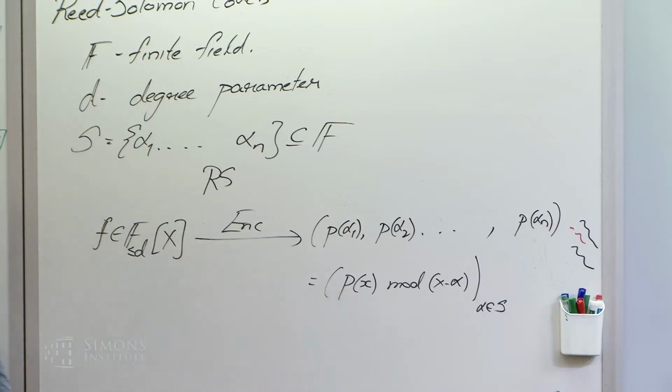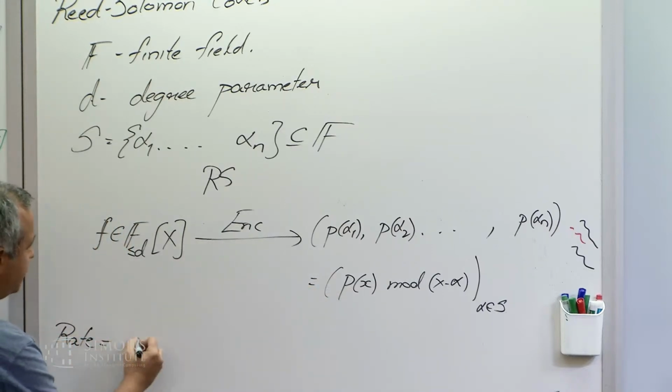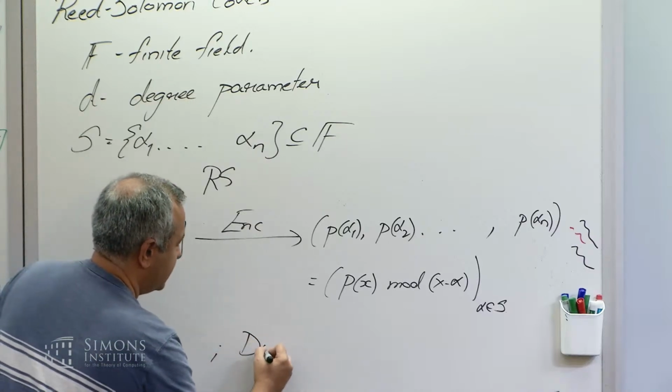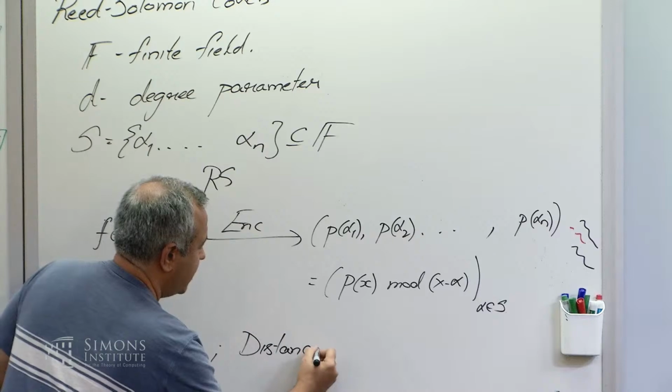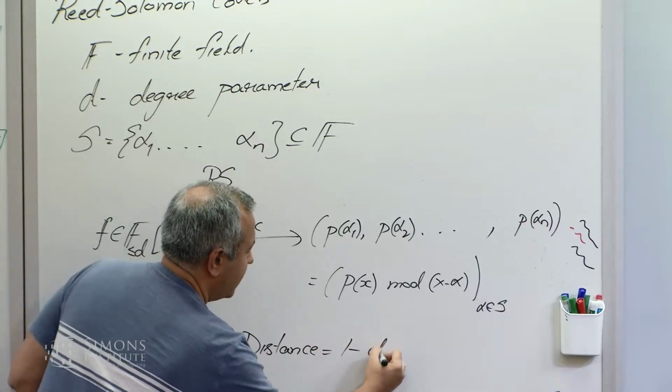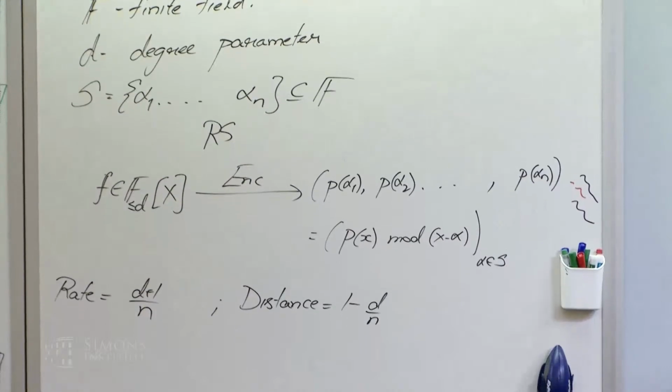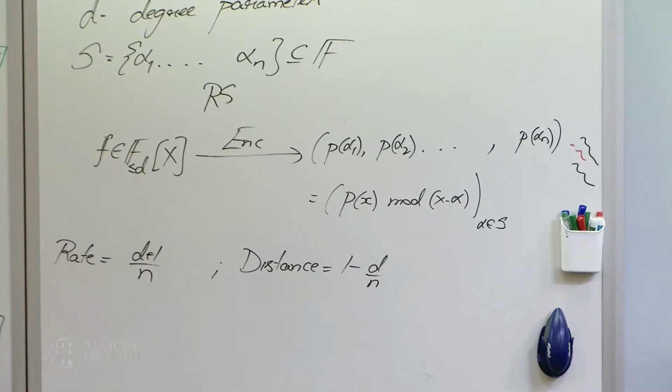And it's clear that the rate of these codes is (d plus 1) over n. The distance follows from the degree mantra: it is 1 minus d over n. So these are actually MDS codes. And we have a rich history of decoding algorithms all the way up to the unique decoding radius, in the 60s and 70s, and then in the 90s up to the Johnson radius.